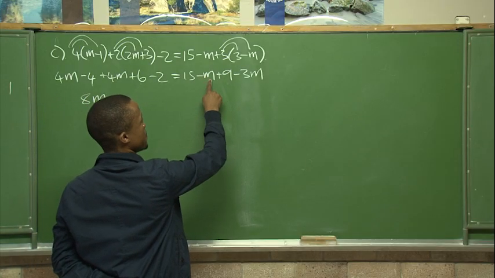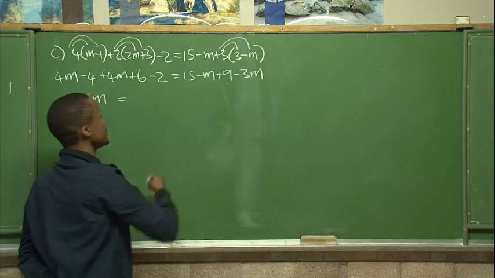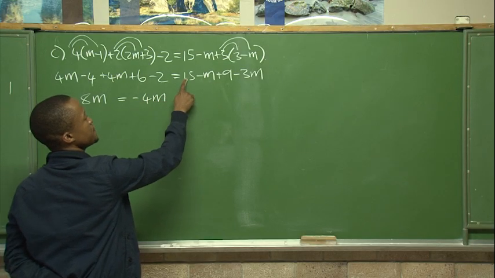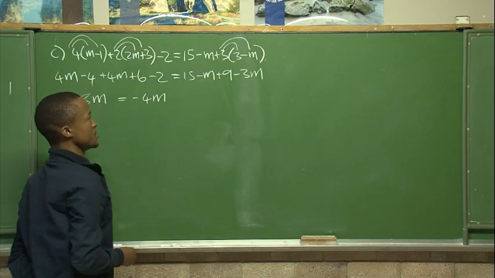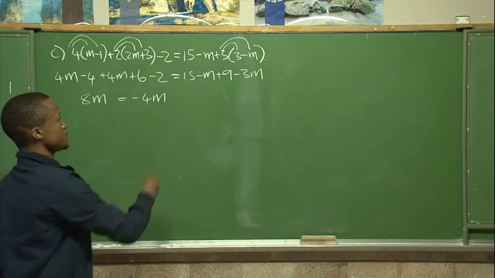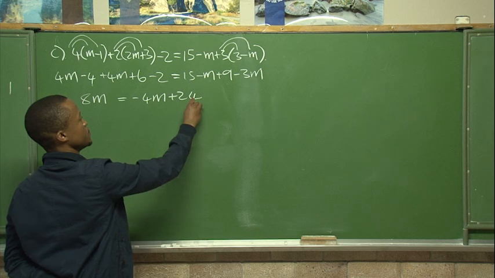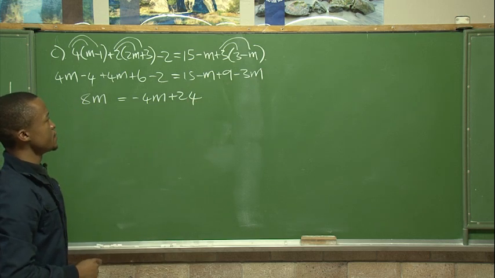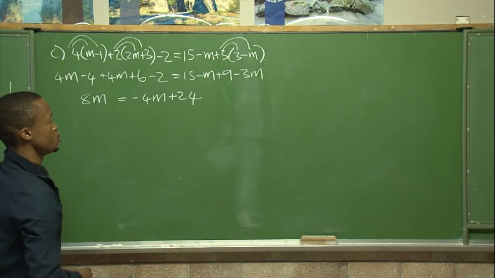Negative 1m minus 3m will be negative 4m. So we'll have negative 4m, and 15 plus 9 will give us 24. So we'll have positive 24. So when we add all the like terms on the right-hand side of the equation, we're left with negative 4m plus 24.